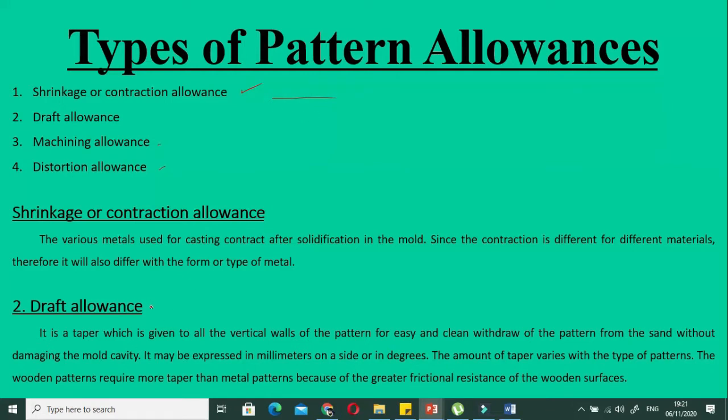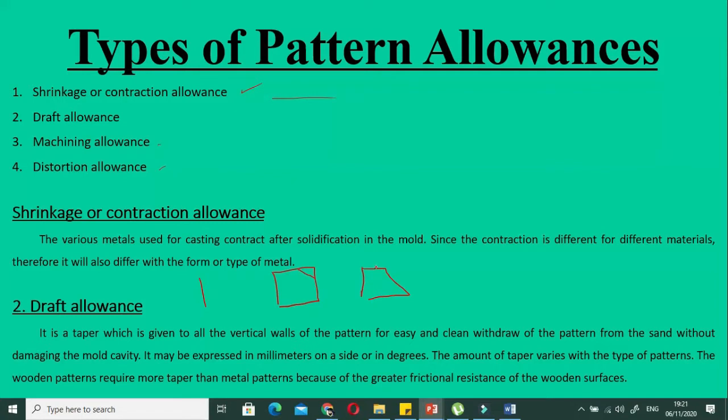The second one is the draft allowance. What is draft? You must have studied it in engineering drawing. Instead of making vertical walls, you will taper them at a certain angle. This is called a draft. It's a taper which is given to all the vertical walls of a pattern for easy and clean withdrawal of the pattern from the sand.